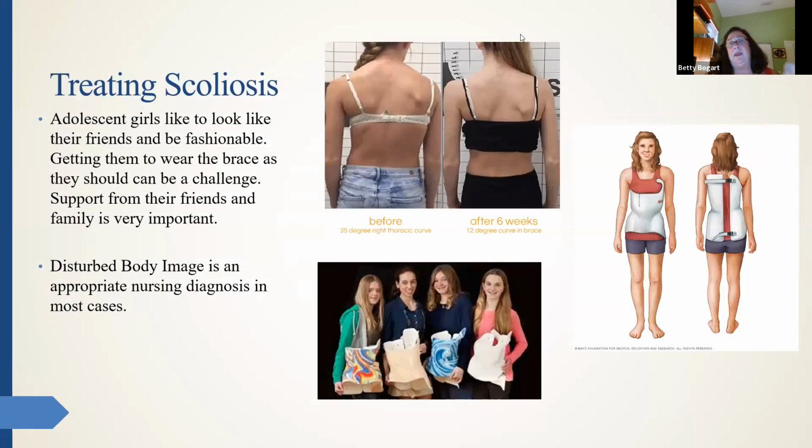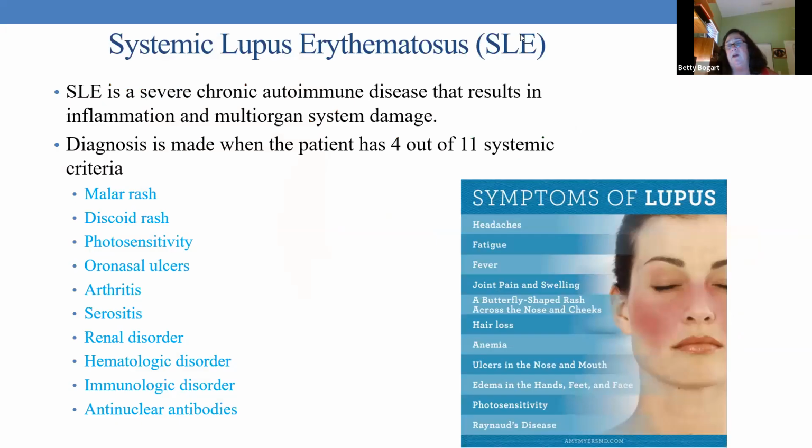So again, be careful with these children. With their body image, it's a big thing. They're concerned about it. You can see how big and clumpy it could be, but you can see you can make it sort of fun looking.